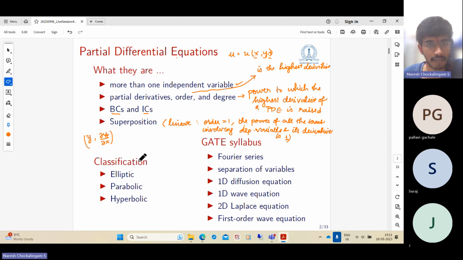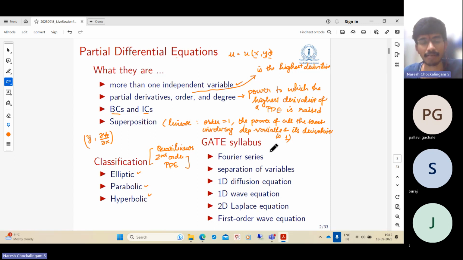Then we can classify partial differential equations as elliptic, parabolic, and hyperbolic. So this is a special class of partial differential equations called quasi-linear second order partial differential equations. The name may sound a little weird, but don't worry, it is just terminology. We'll see what it is.